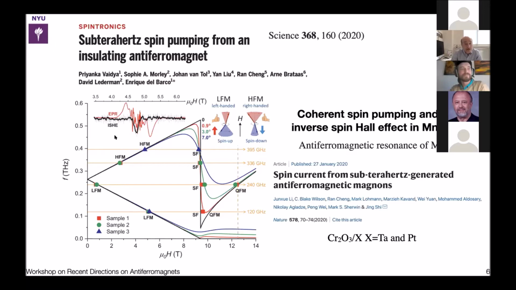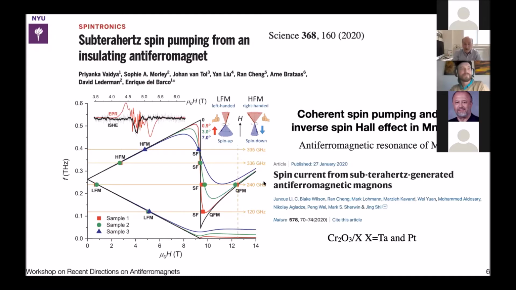And what they saw is that you can simultaneously detect the absorption signal of the microwaves and an inverse spin Hall effect, so a voltage that appears across a platinum electrode associated with spin to charge conversion. And they were able to see the symmetries of these effects in this measurement, different symmetries depending on the circularity or helicity of the light, etc. And there was also another experiment of this type on chromium oxide by the group at UC Riverside. So there's evidence that antiferromagnetic dynamics can generate a spin current.